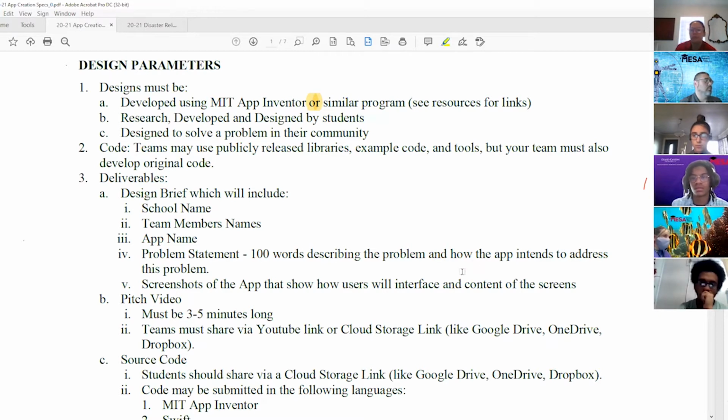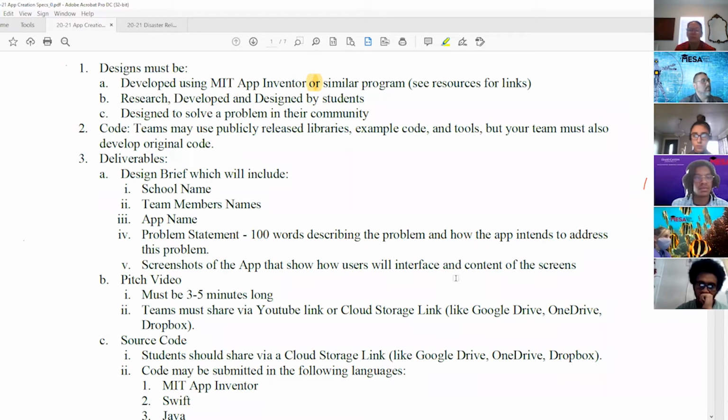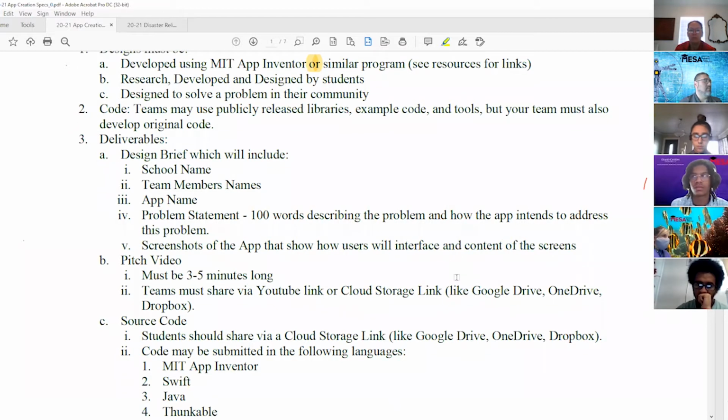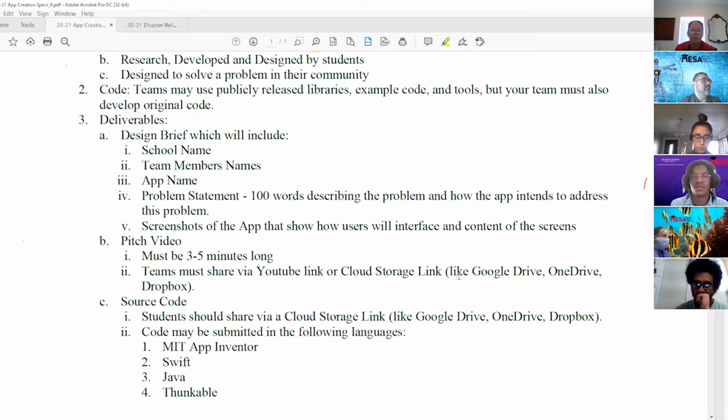All right, cool. So the next deliverable you'll have to submit to MESA is the pitch video. It'll be 3 to 5 minutes of you and your team talking about your design, okay? We're going to ask you to share that via a YouTube link or a cloud storage link. So if you saved your presentation on Google Drive, OneDrive, Dropbox, something like that, feel free to do that.